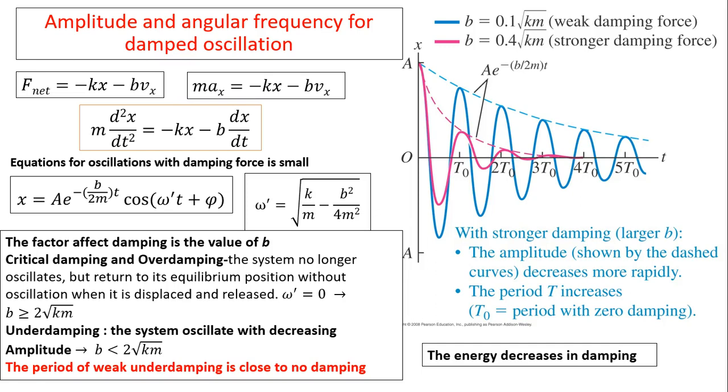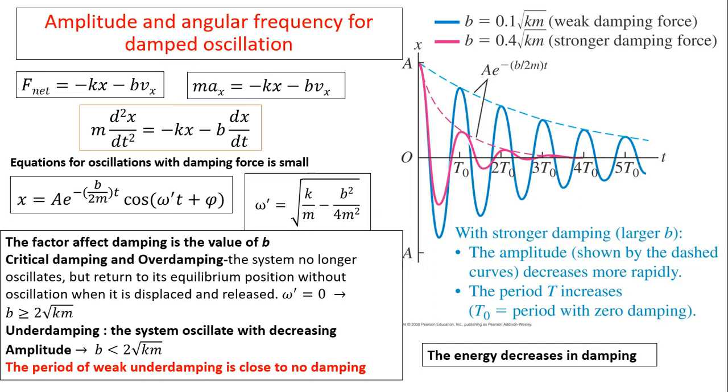The equation for oscillation when the damping force is small is x equals A times e to the negative b over 2m t times cosine of omega prime t plus phi. So in this equation, you can see the amplitude decreases. Omega prime actually becomes smaller as well than in the case of no damping. So the factor that affects damping is the value of b.